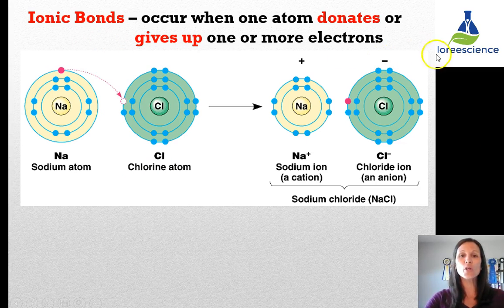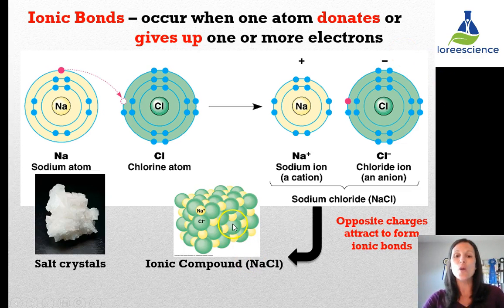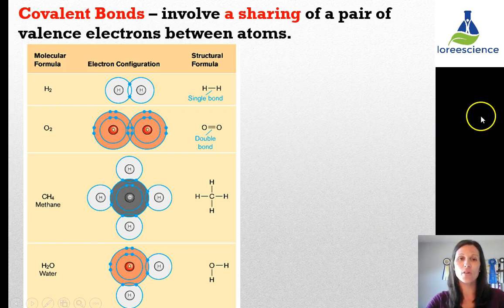Ionic bonds occur when one atom donates or gives up 1 or more electrons. So sodium donates its electron to chlorine, making a sodium ion and a chloride ion, making sodium chloride. Positives and negatives attract to each other, almost like magnets. So those opposite charges attract, and you now have an ionic compound.